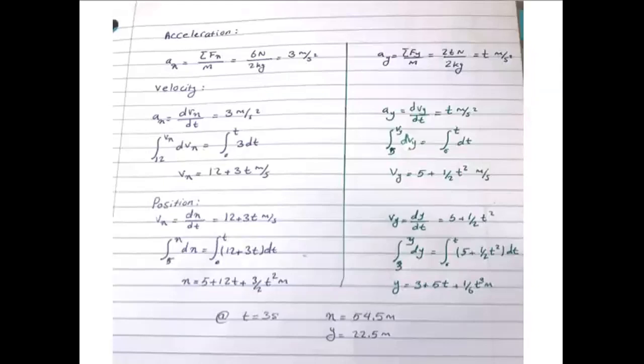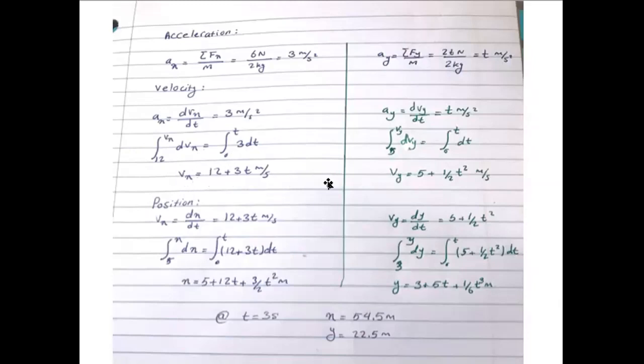Okay. Use Newton's second law to determine the components of the acceleration. We find the acceleration in the x direction and y direction. Now, from the previous chapter, we know that by integrating the acceleration, we can find the velocity. At time 0, the velocity in the x-axis is 12 meters per second. When we integrate both sides, we find the velocity in the x direction.